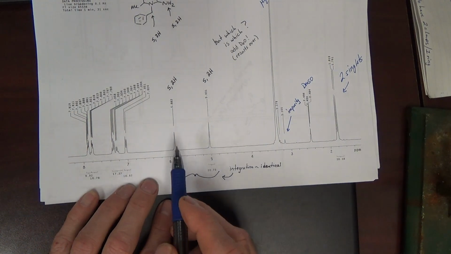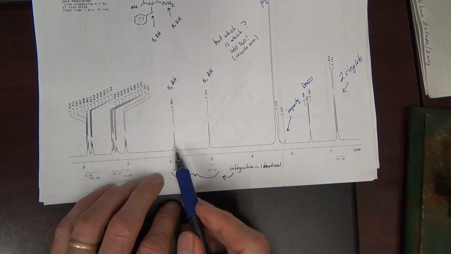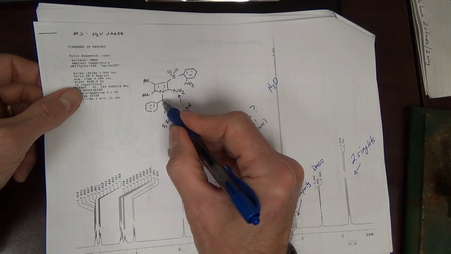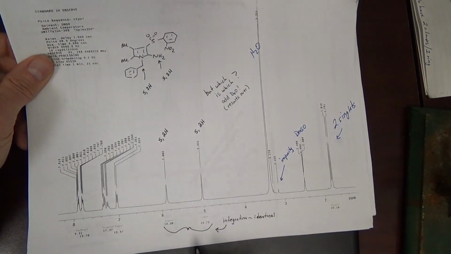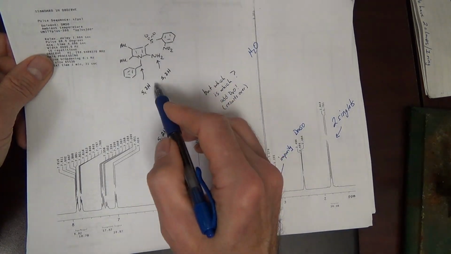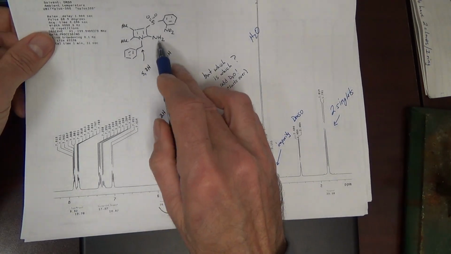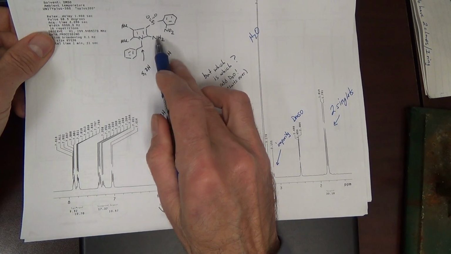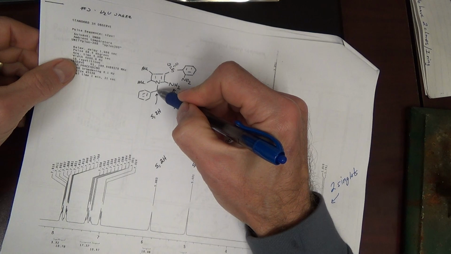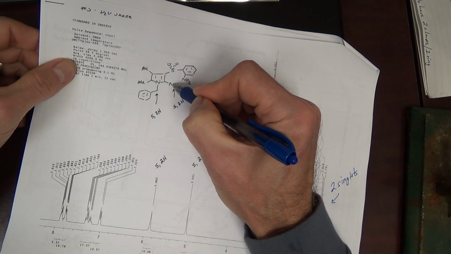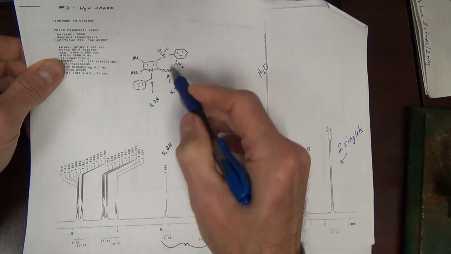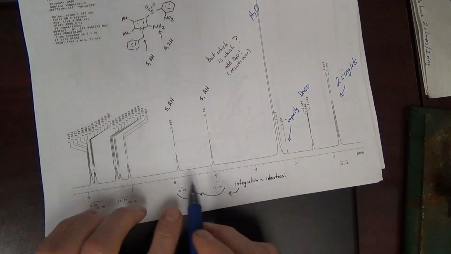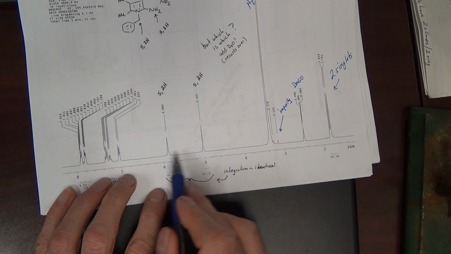Now, aromatics, methyls, two more signals. We got a CH2 and an NH2, both integrating for 2. They would both be singlets. Why? There are no H neighbors within 3 sigma bonds from here or here. Okay, make sure you know why these would be singlets. Here are your 2 singlets.